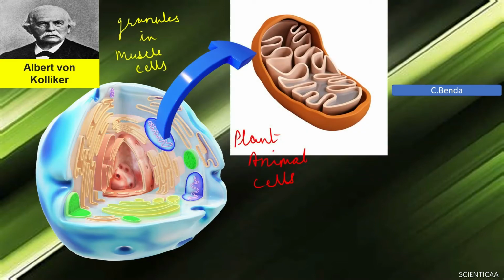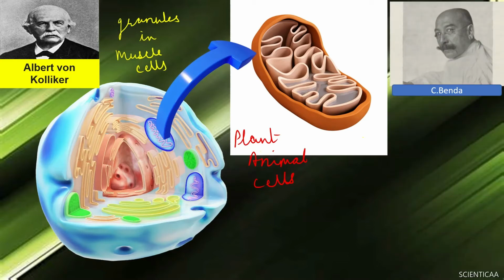So this is how the mitochondria looks like. Later on in 1897, C. Benda named this organelle as mitochondria.